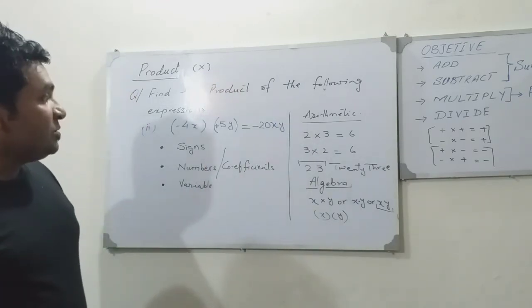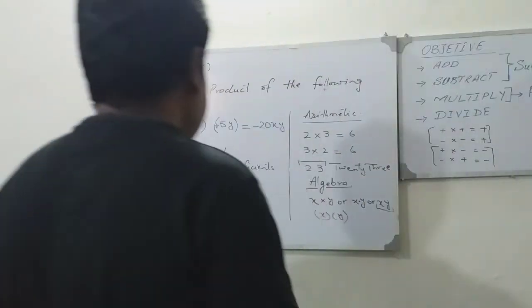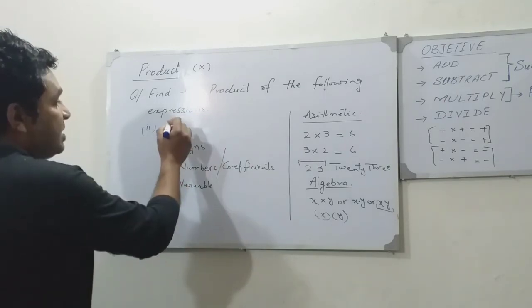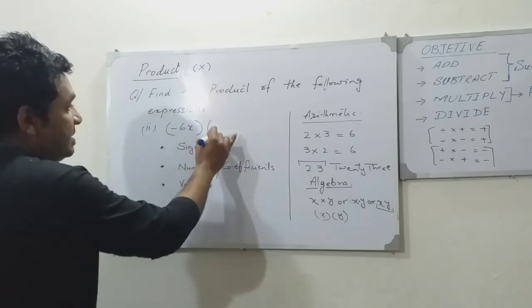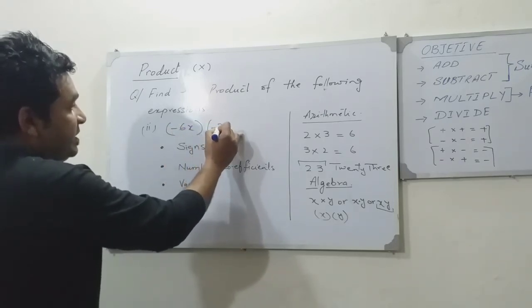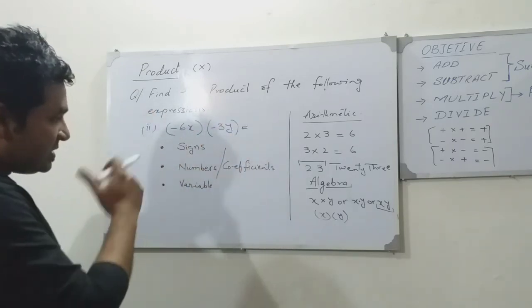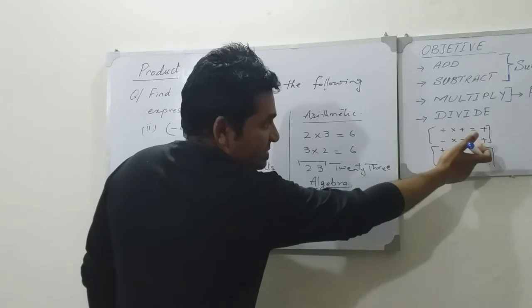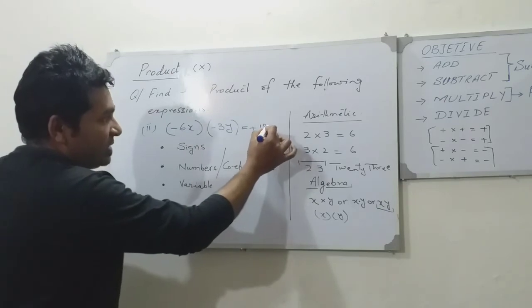So I hope you have got the idea of how we find the product. Now I give you another example for the product. For example, we have minus 6x and minus 3y. Now, you know that we have to consider the order. So minus into minus is plus. Look, minus into minus is plus. So plus, 6 3s are 18, and x into y, xy.